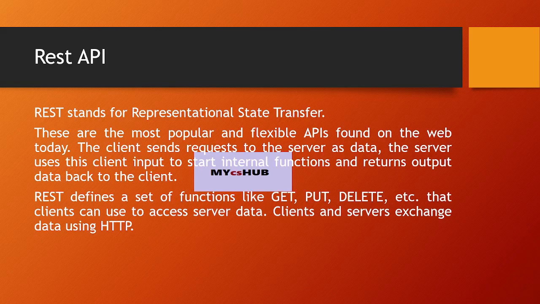The client sends the request to the server as data. The server uses this client input to start internal functions and return output data back to the client as per their request. REST defines a set of functions like GET, PUT, DELETE, etc. that the client can use to access server data. Client and server exchange data using HTTP protocols.